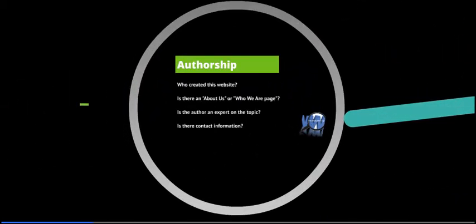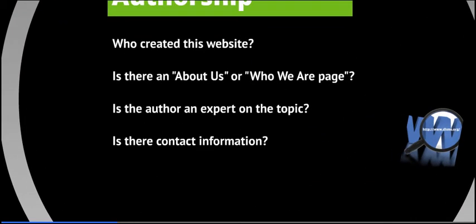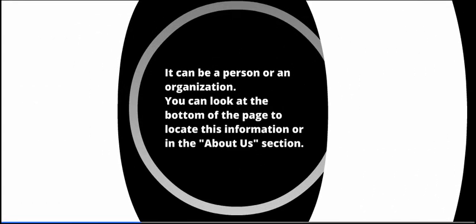First of all, we'll look at the A for authorship. We're talking about who created this site. Is there an About Us or a Who We Are page on this site? It can be a person, it can be an organization. You need to look at the bottom of the page or look for that About Us section.